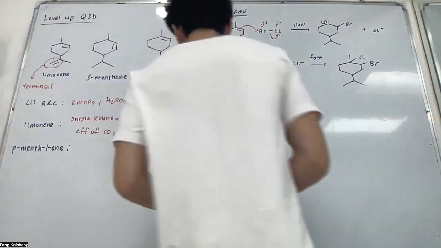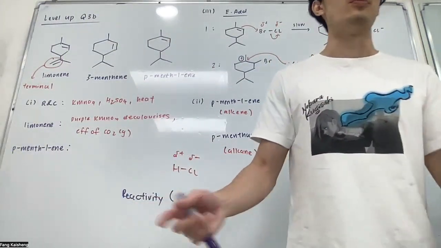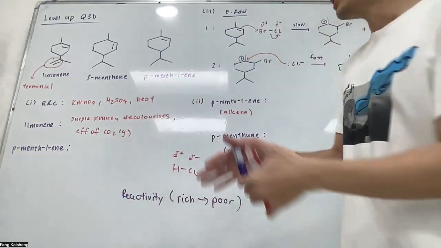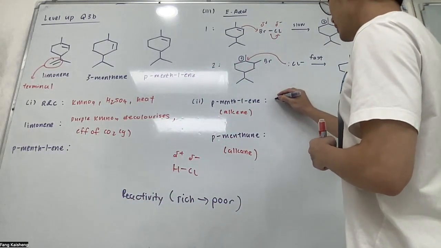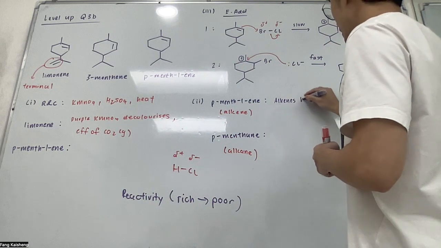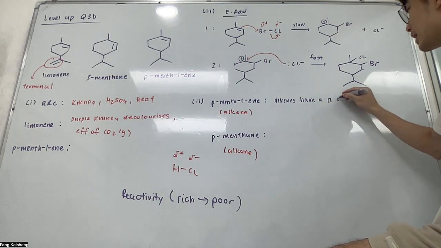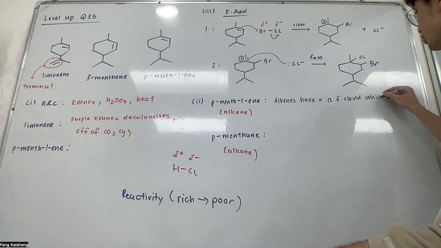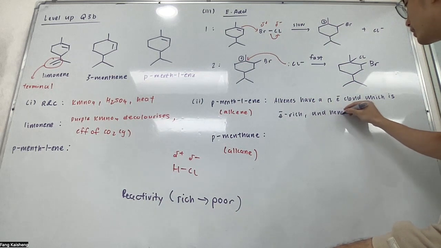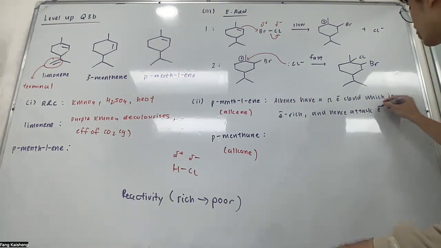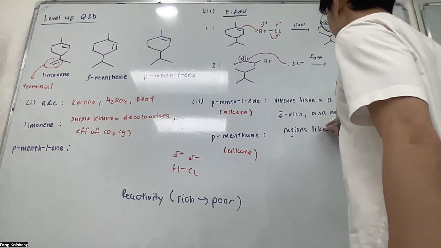Same idea over here. Next time when you talk about reactivity, talk about rich attacking poor, whether this is possible or not. So don't just mention unsaturated and saturated. Don't just tell me that the double bond is rich. Tell me this: alkenes have a high electron cloud, which is electron rich. So it specifies this, and hence can attack electron poor regions, like HCl.